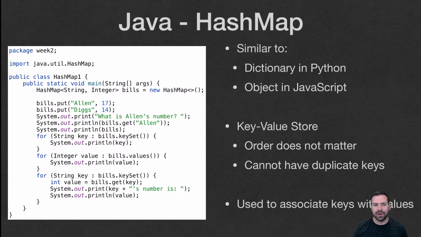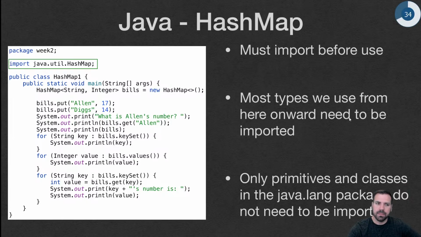Hopefully, you all are well aware of that at this point. If you add a value to a key value store and that key already exists, it will overwrite the value at that key. It will not store both key value pairs if the keys are the same. All right, so we have to import this just like Arraylist.